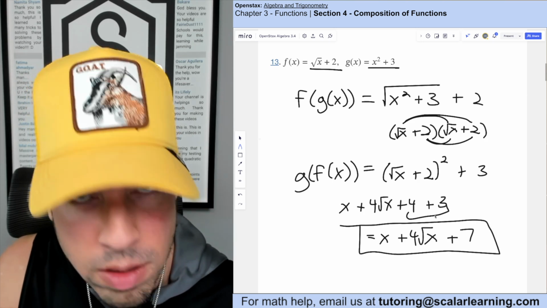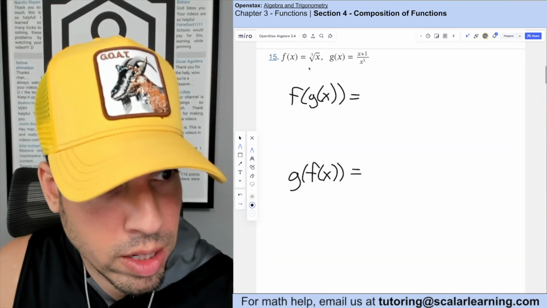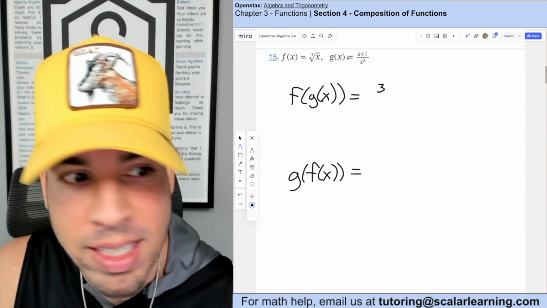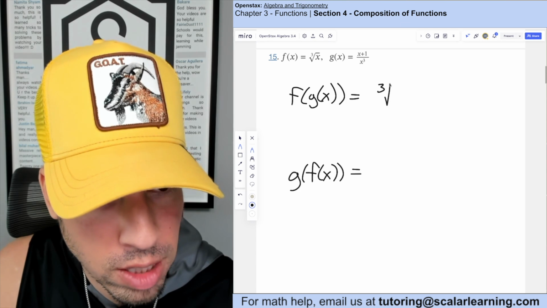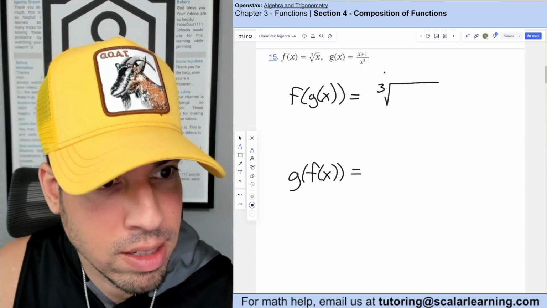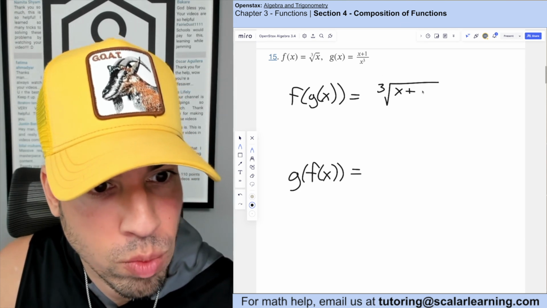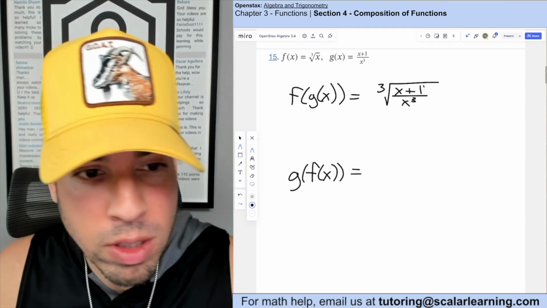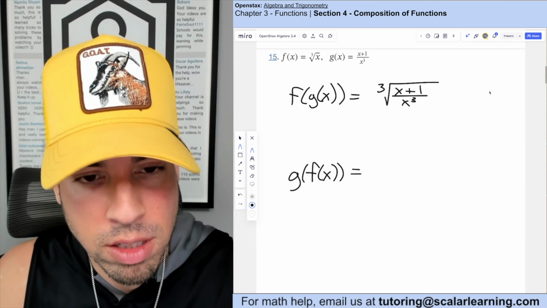Boom, done. For this one, I'm going to start with f of x, which is radical x, but we're plugging g of x into f of x. So check this out. I'm going to replace that x with x plus 1 over x cubed. Now, they want us to fully simplify this, so I can, and check it out. This is how I'm going to do it.